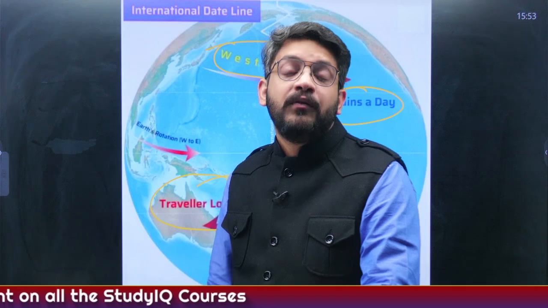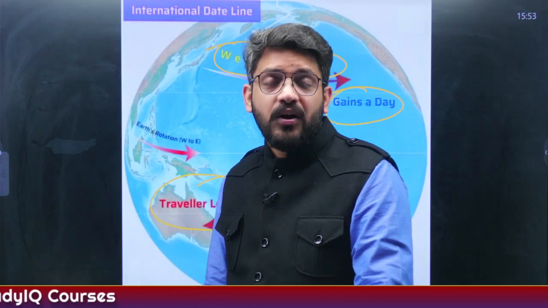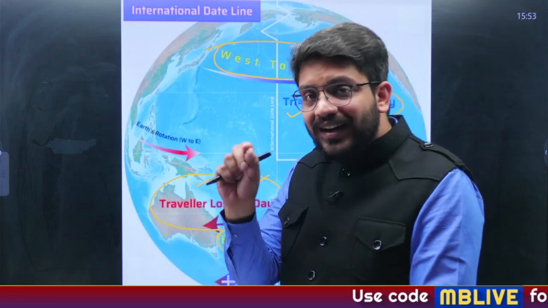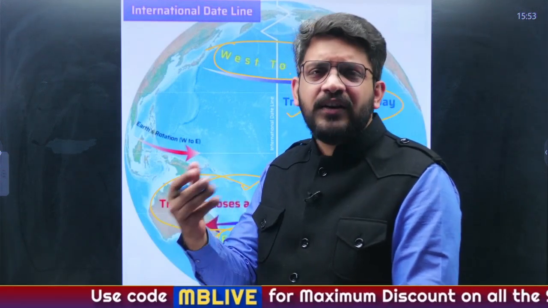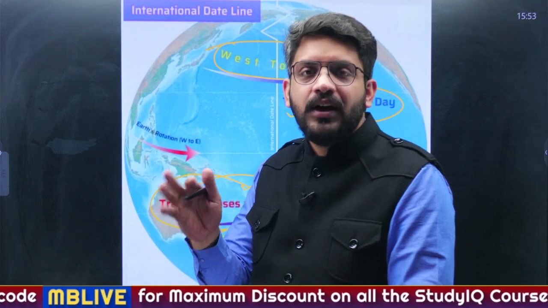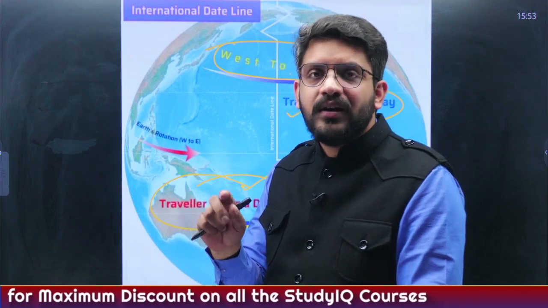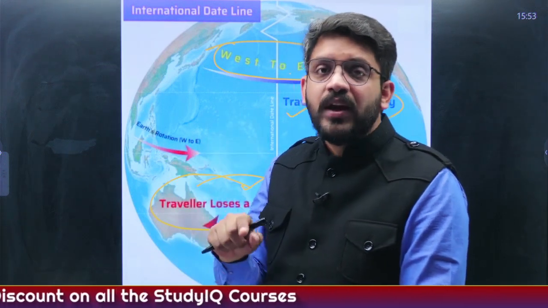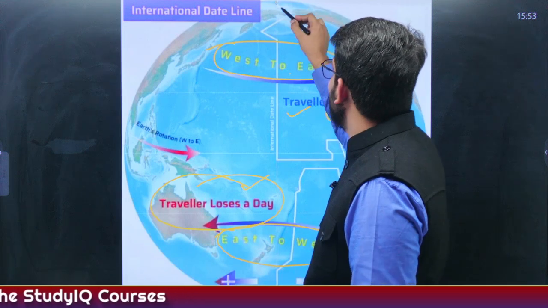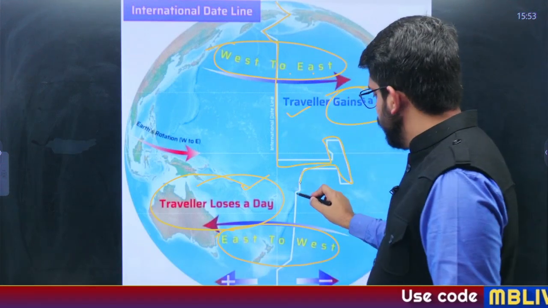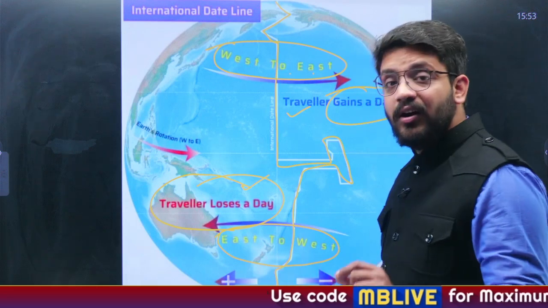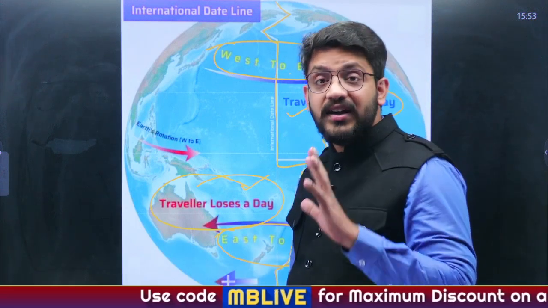And one more important thing, 180 degree longitude is the only longitude which is not a straight line. Why is it not a straight line? Because of administrative reasons, if a country has two dates, in the administrative process it becomes quite difficult to have two dates in the same country. That's why we have to make a zigzag line. This is the only longitude which is not a straight line.